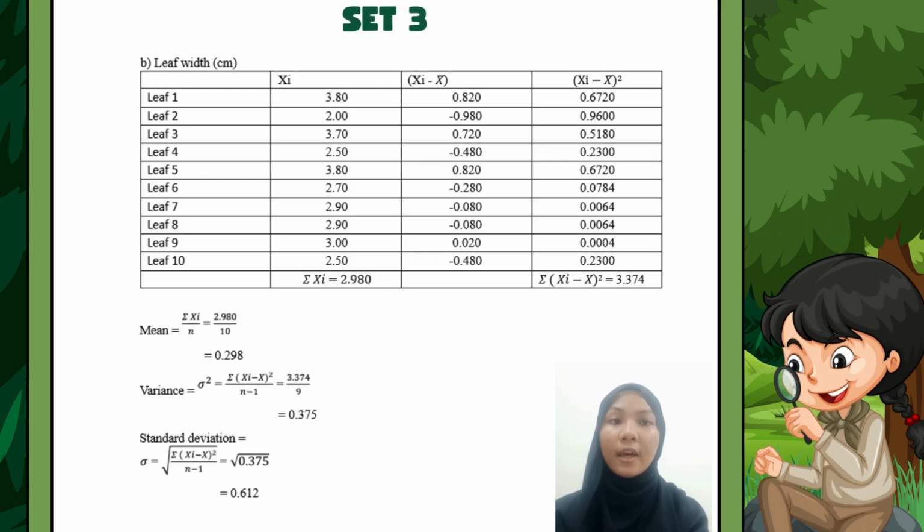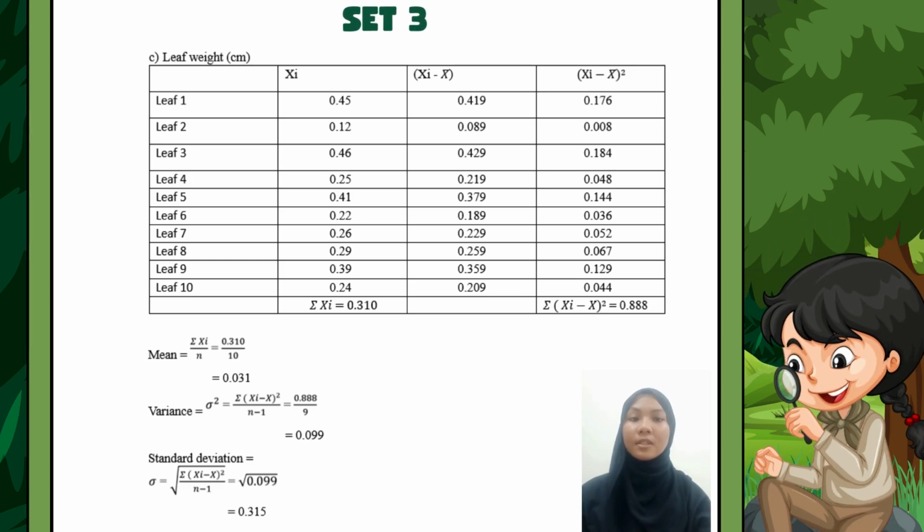And then we will look at the leaf width for set 3. Same as we did for the leaf length, we will look at the mean, variance, and also standard deviation. For the mean of the leaf width, we got 0.298, and for the variance, we got 0.375, and the standard deviation is 0.612.